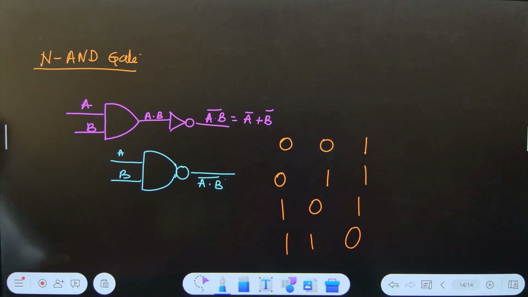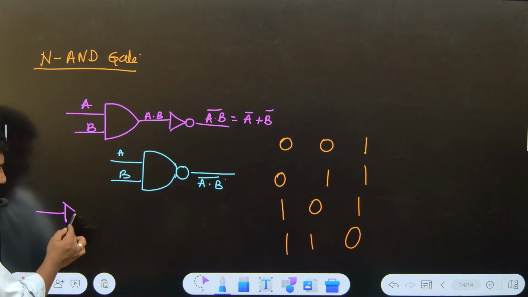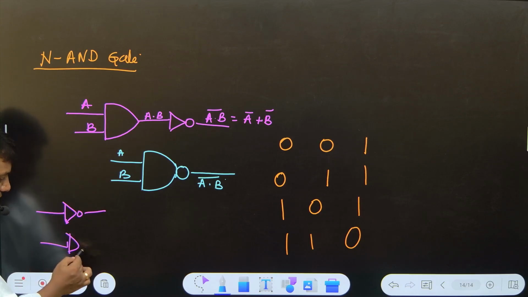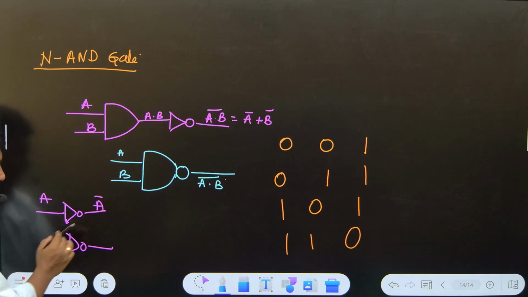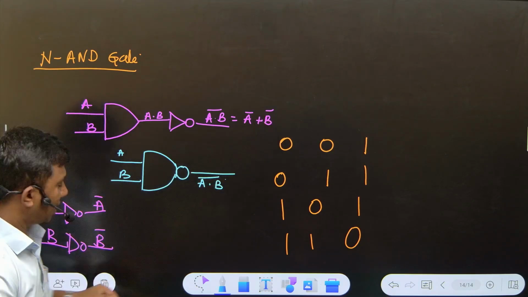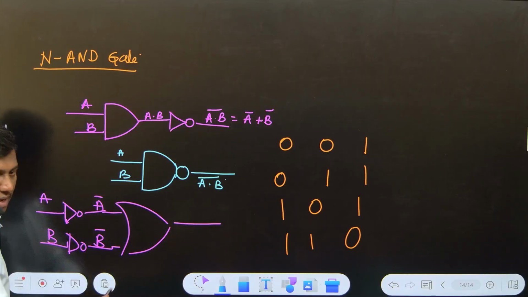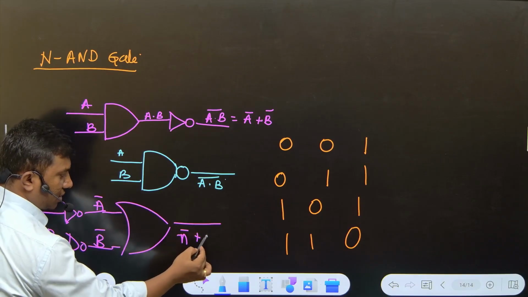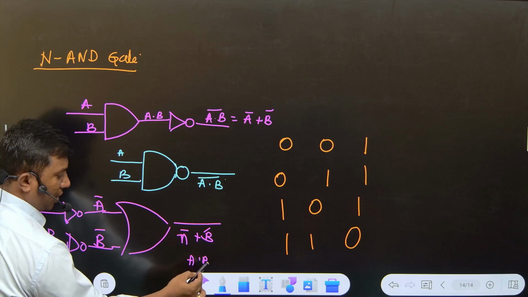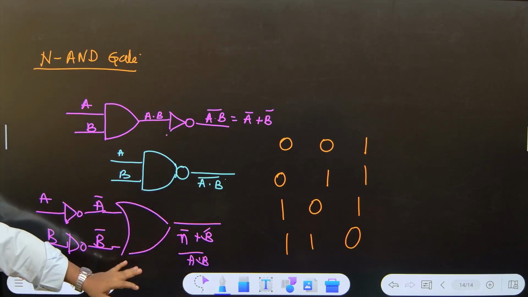So we can also use OR gate. Correct only, na? We can use OR gate to create NAND gate. How do we create it? Very simple. Again, NOT gate, 2 NOT gates are used. Then you give A, it becomes A bar. You give B, it becomes B bar. Then you have to add them, na? To add them, what you need? OR gate. Correct or not? Add. Then A bar plus B bar. That is nothing but A dot B whole bar. That is nothing but NAND gate. Creation of NAND gate using NOT gate and OR gate.